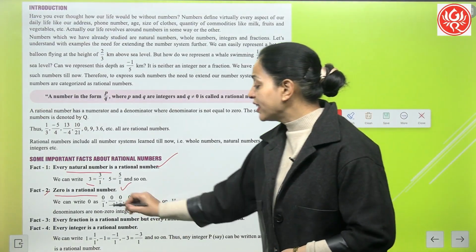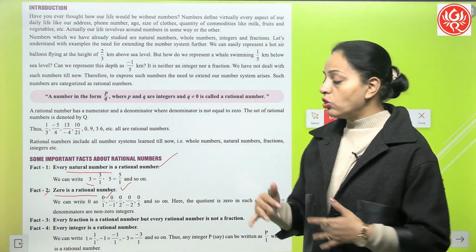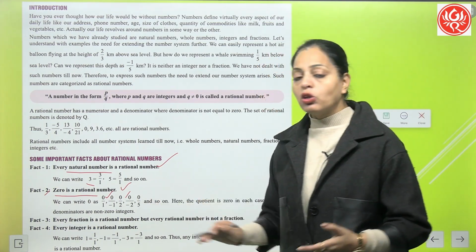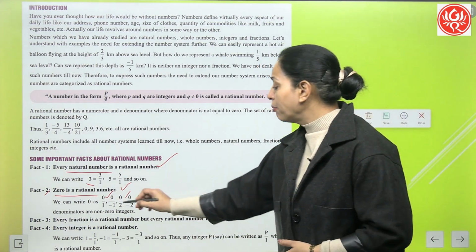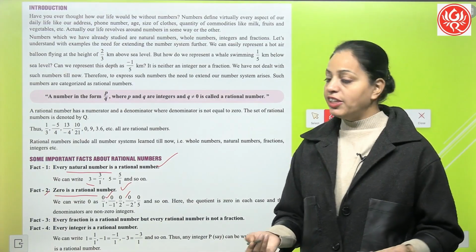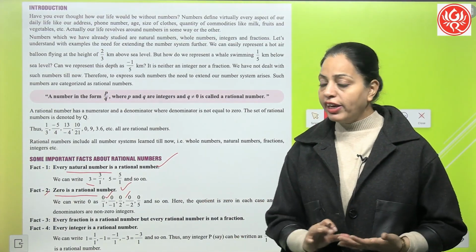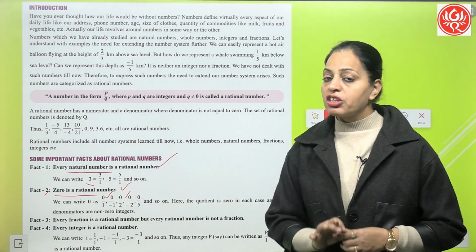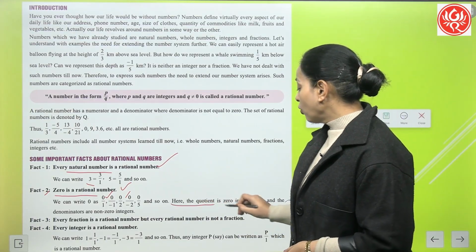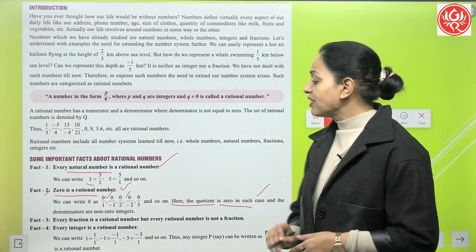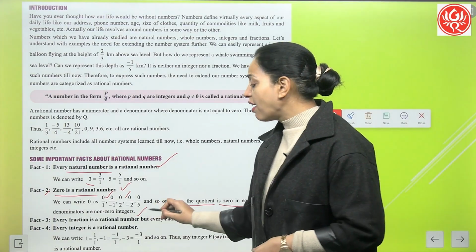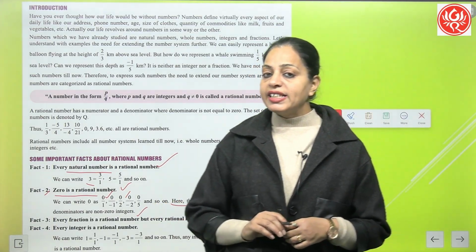0 को हम कैसे लिख सकते हैं? 0 upon 1 और 0 upon minus 1, 0 upon 2, हम कुछ भी डिनोमिनेटर में कोई भी नंबर लिख दें 0 के नीचे, it will remain 0 only. So 0 is a rational number. So here the quotient is 0 in each case and the denominators are non-zero integers.